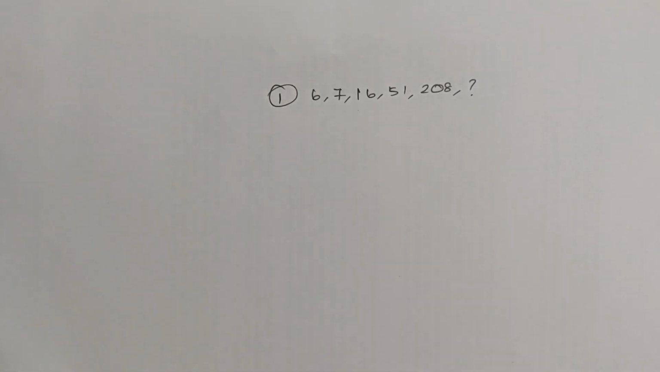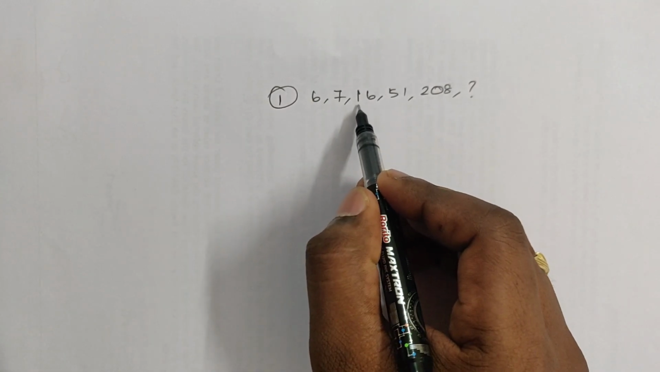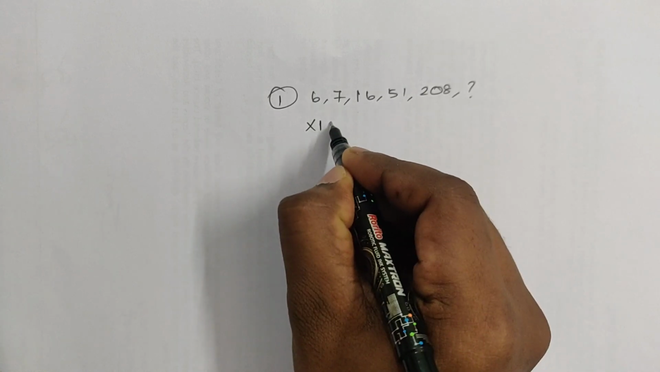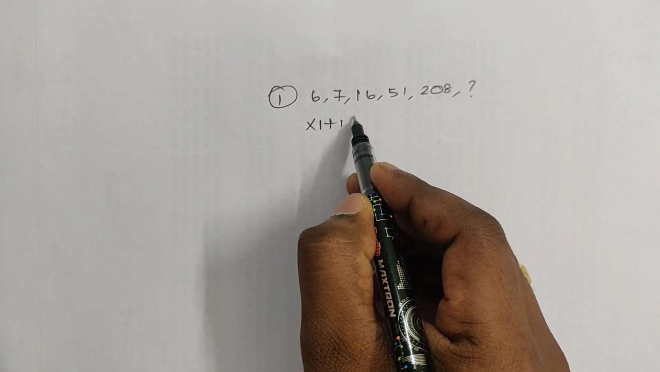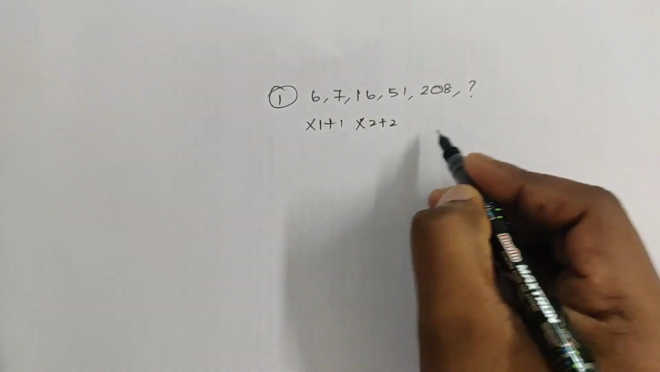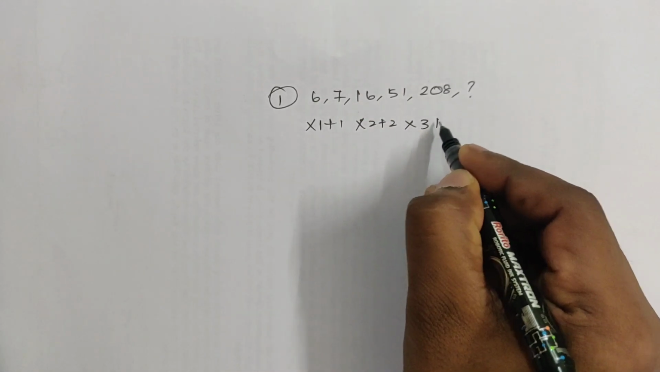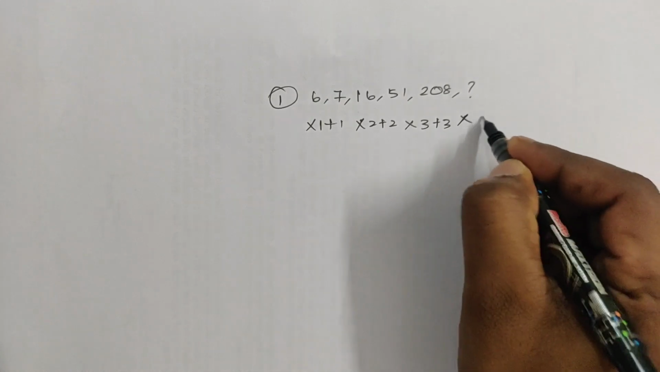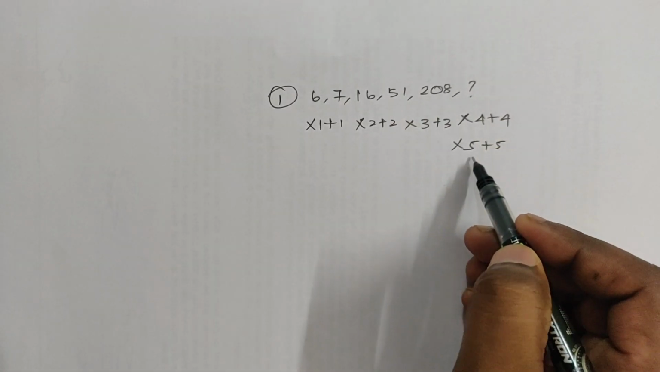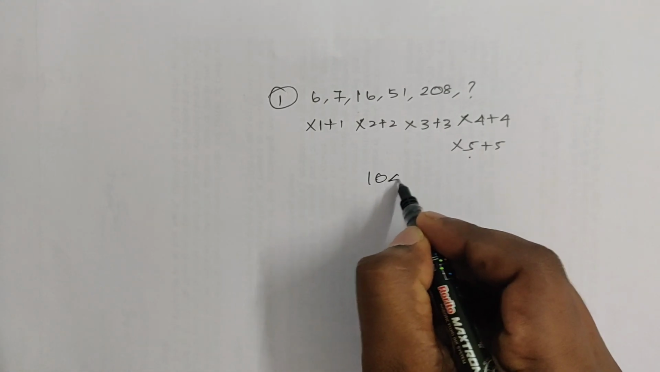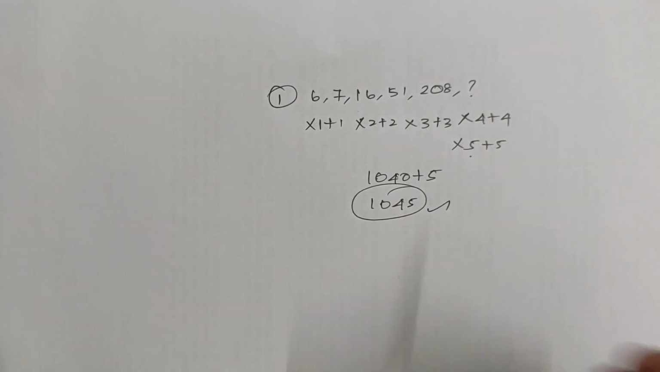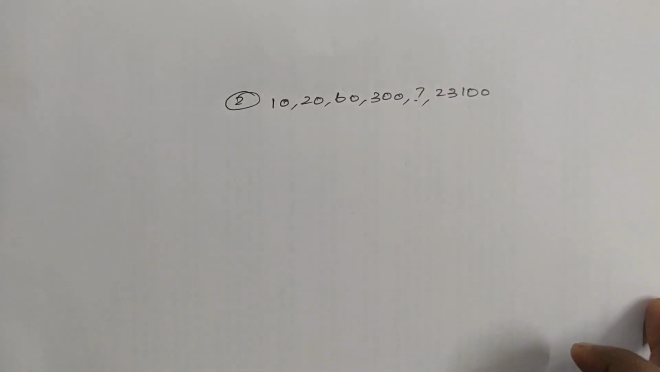So the first question is 6, 7, 16, 51 and 208. I can get 7 by multiplying by 1 plus 1. 7 twos are 14, 14 plus 2 is 16, so it is times 2 plus 2. So it is 48 plus 3, times 3 plus 3. So the logic is working here perfectly. The next one has to be times 5 plus 5. So 208 into 5 is 1040 plus 5, 1045. So the answer for this question is 1045.